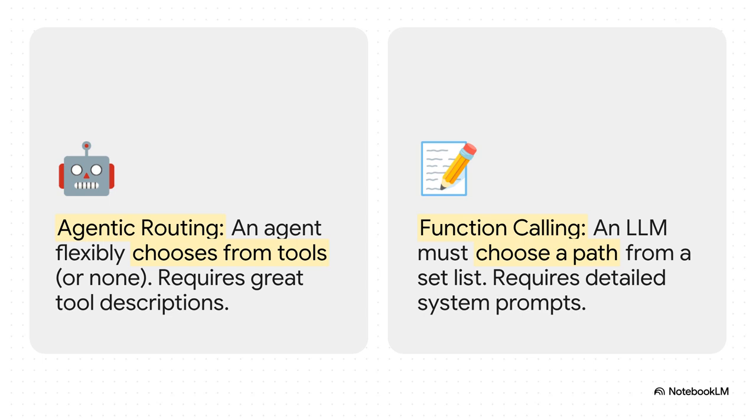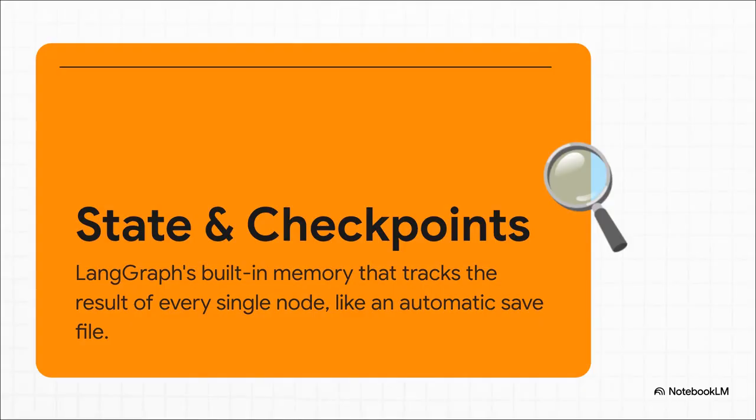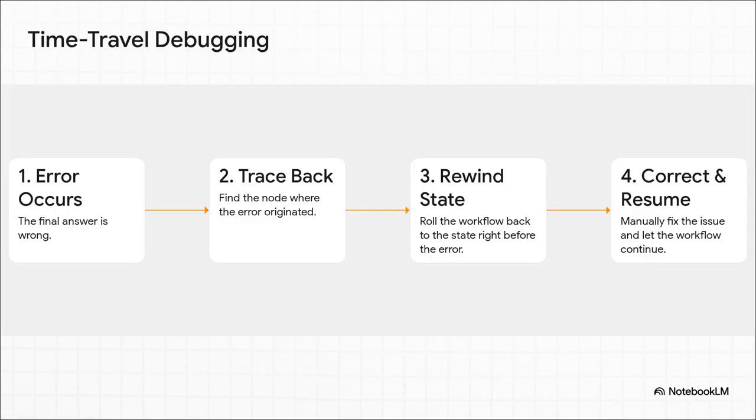This is much more predictable. You're basically forcing the LLM to choose one answer from a multiple choice list, which gives you a lot more control. Now, the secret sauce that holds all of this together is state management, and LangGraph handles this with a feature called checkpoints. The easiest way to think about this is like an automatic save file at every single step of the process. It remembers the exact state of your application at every node along the way, and this enables something that is, frankly, amazing: time travel debugging.